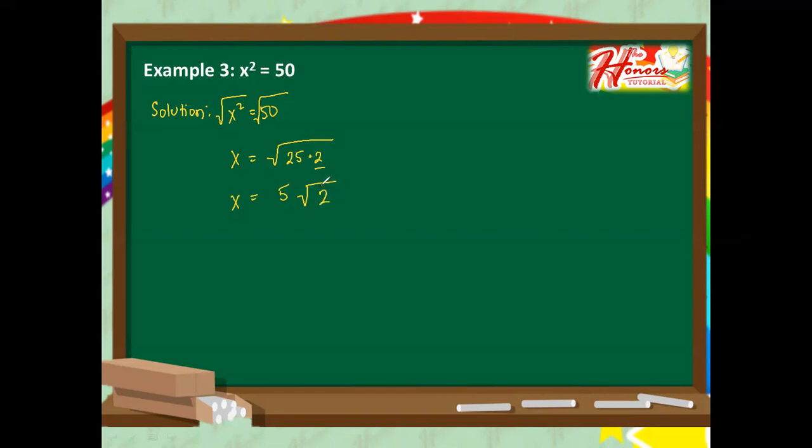So therefore, we cannot get the exact value for square root of 2 or a whole number answer for square root of 2. So please write positive and negative 5 square root of 2. So that's for number 3. Let's have another example.